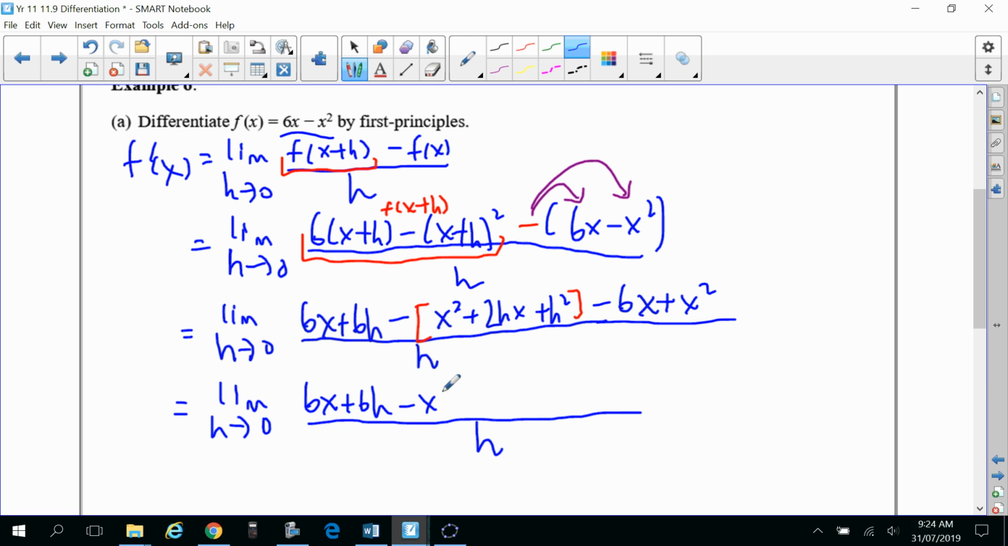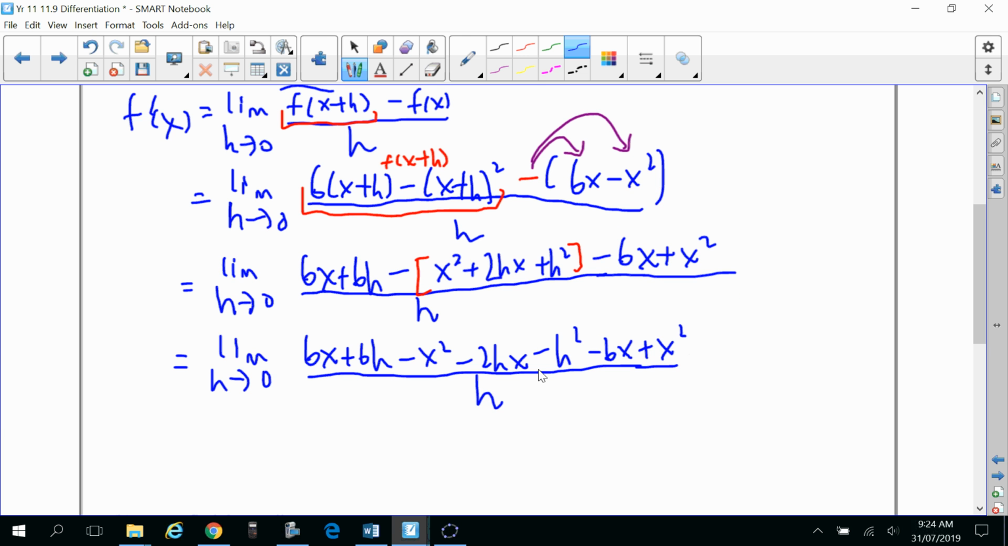Minus x squared plus minus 2hx minus h squared. Notice that takes so much time. It's like cooking a dish. Take the time to prepare. Stir fry is the last bit, right? It's quick. Yeah? Watch this.